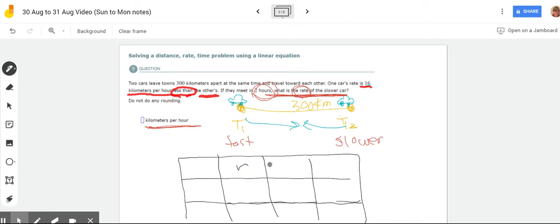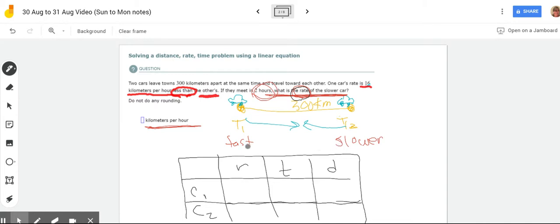We're going to go rate times time equals distance, and we're going to go car 1 and car 2. What is the rate of the first car? Well, we don't know that. That's what we're looking for. So when they say, what is the rate? They are literally telling you what your variable is. So one of these cars is going to be R. Now you get to choose which one.